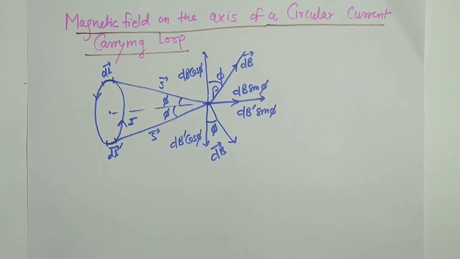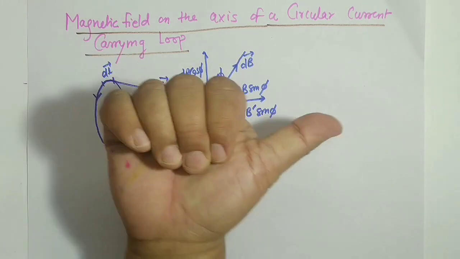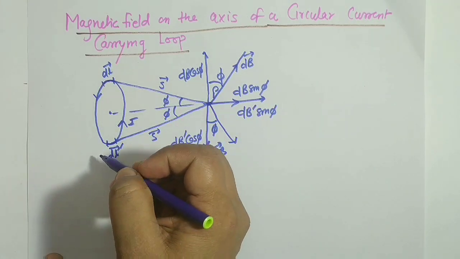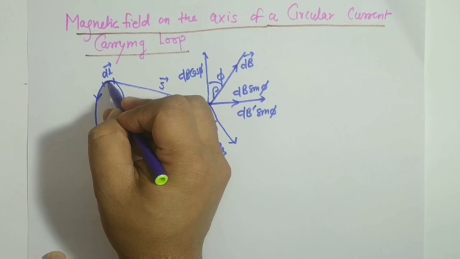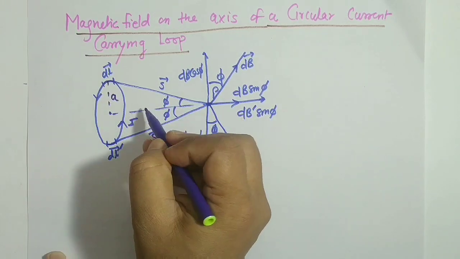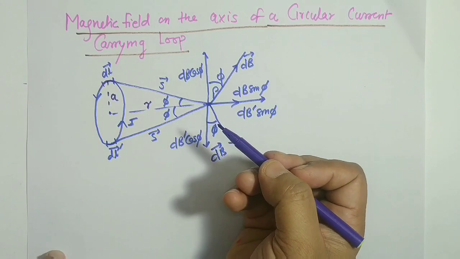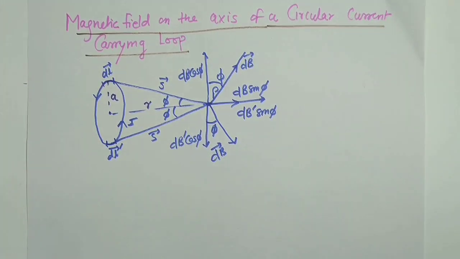Very simple. This is a loop. You are going to find out the field at a point P. You consider two elements diametrically opposite. A is its radius and R is the distance. So this is the S position vector. Got it? So this is the diagram, and now I am going to start.